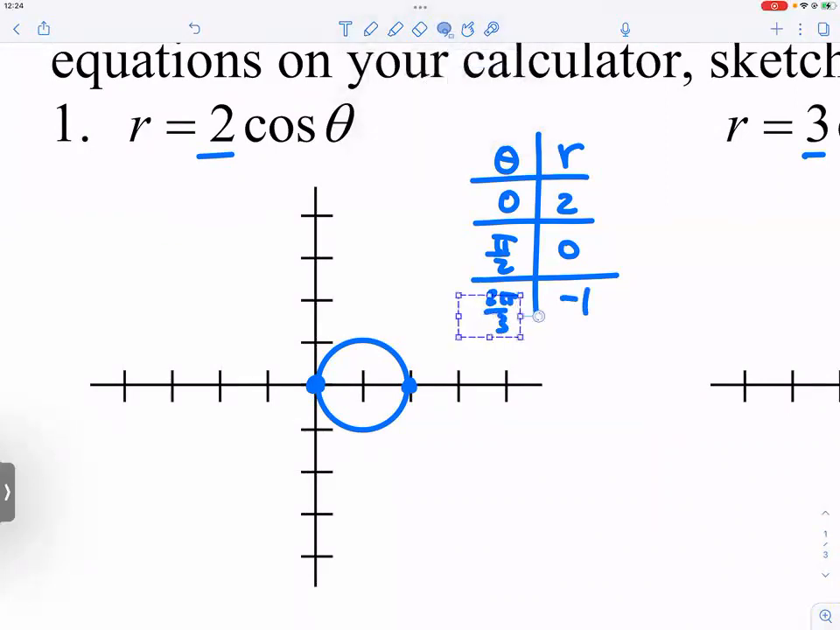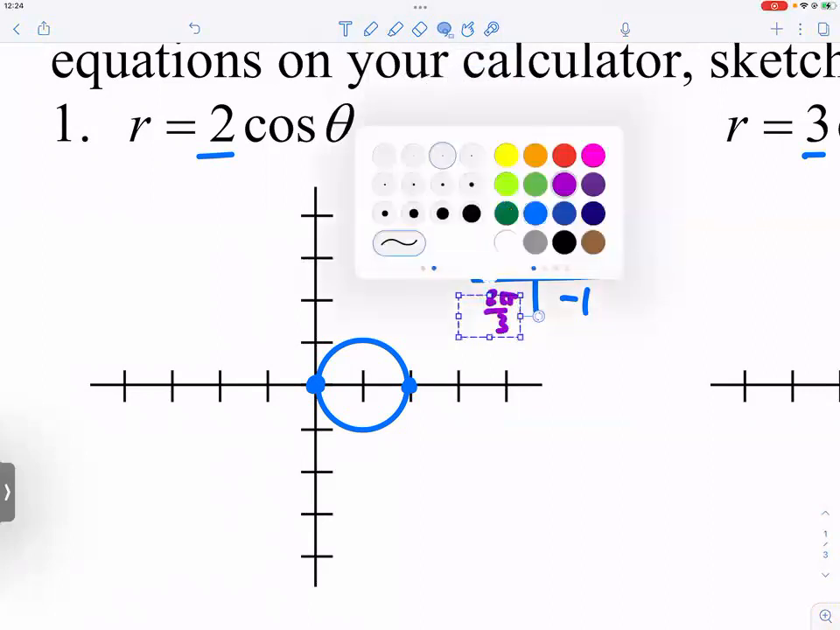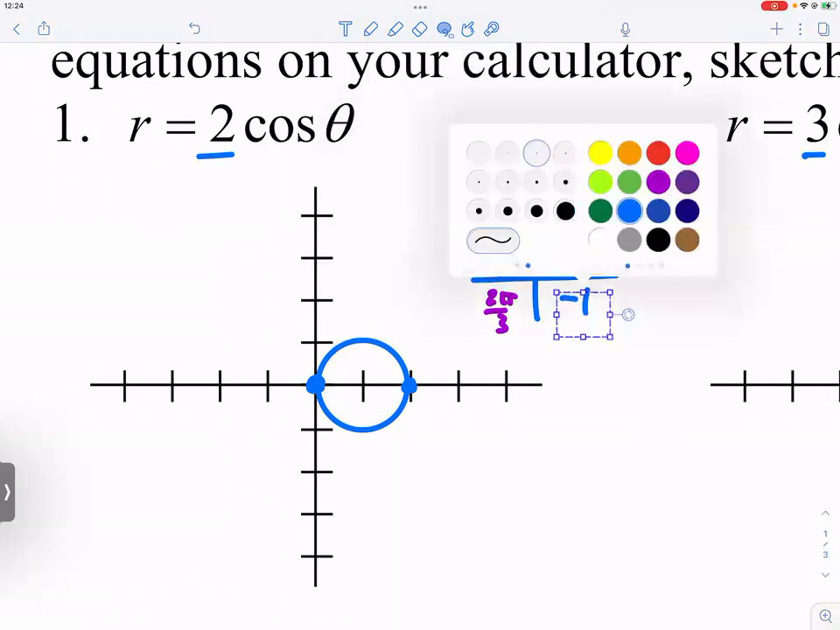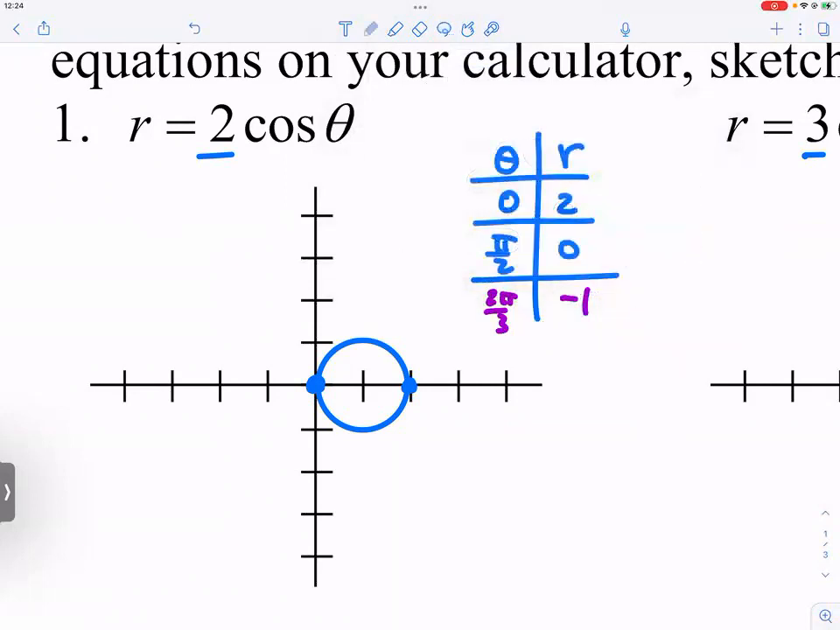Now, let me go ahead and use purple color for this so they can see better. So where is that point on this graph when the r is negative 1? What do we say about r being negative? You go the opposite direction, right? So if you think about 2 pi over 3, it should be along this line, roughly that line.